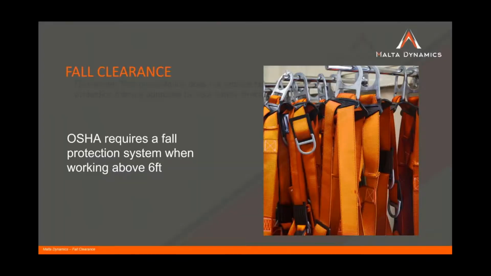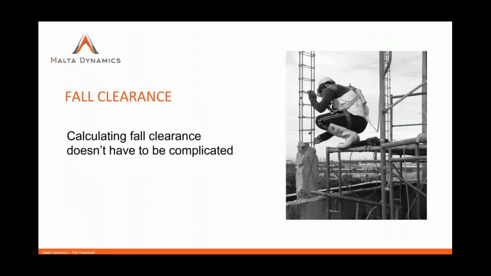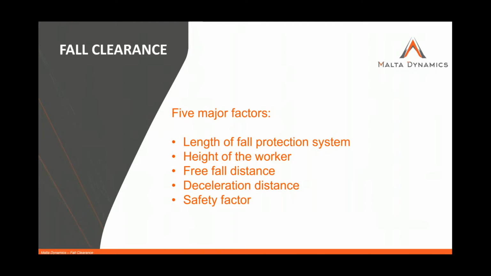Fall clearance. OSHA requires a fall protection system when working above 6 feet. Most people know that. Calculating fall clearance does not have to be complicated. It can be very simple. And here are the 5 things that I want you to make sure you factor into your formula. The length of fall protection system. So are you using a 6-foot lanyard? Are you using a 50-foot vertical lifeline assembly? You have to know what you're using. The other is really, now we get into the formula: height of the worker, free fall distance, deceleration distance, and a safety factor. So remember those 5 things, and really the calculation that I run usually involves the 4: the height of the worker, free fall distance, deceleration, and safety factor.